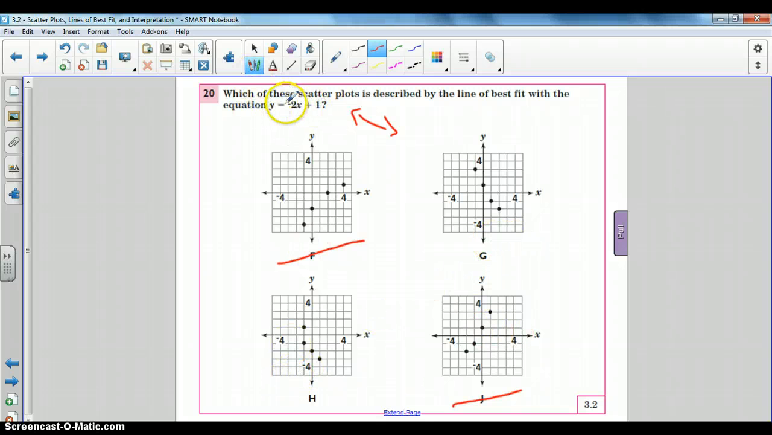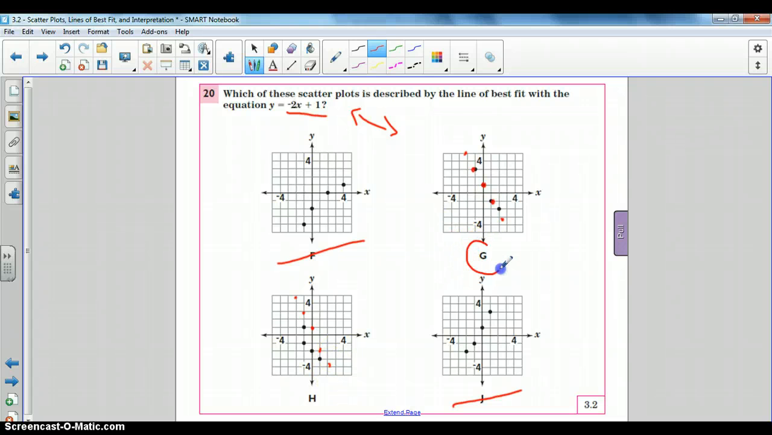So let's graph this equation on both of these scatter plots and see which one works the best. This one is at 1, and then negative 2, so we're going to go up 2 over 1, up 2 over 1, and also go down 2 over 1, down 2 over 1. Those red dots are this line. And then we're going to do the same thing here. We start here, it's our y-intercept. Up 2 over 1, up 2 over 1, down 2 over 1, down 2 over 1. So which one do we think this equation goes to? Does it go to these dots or these dots?